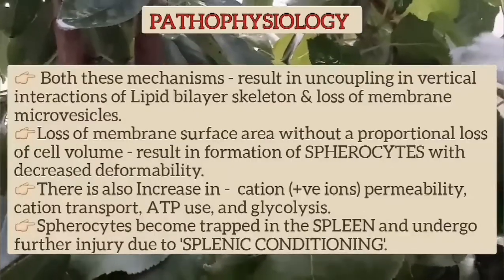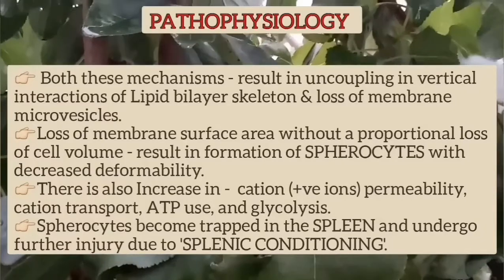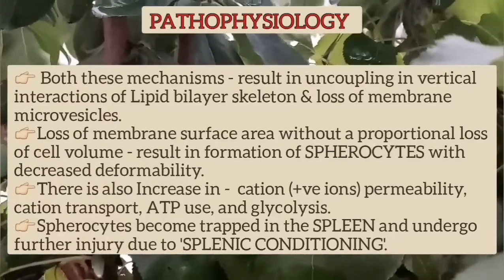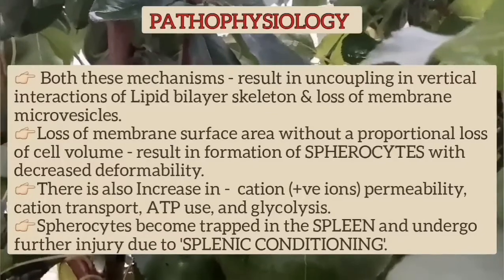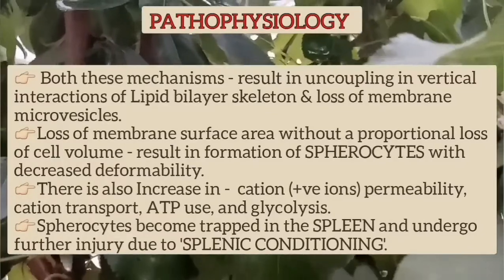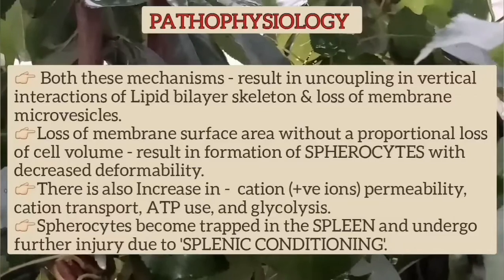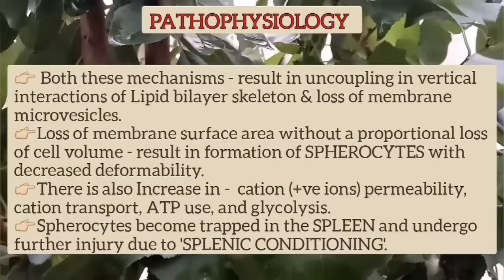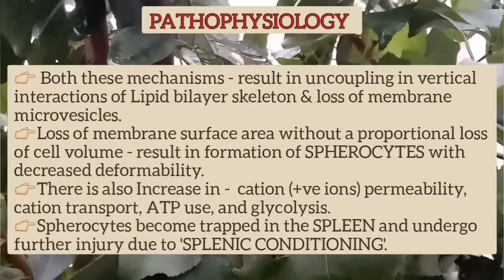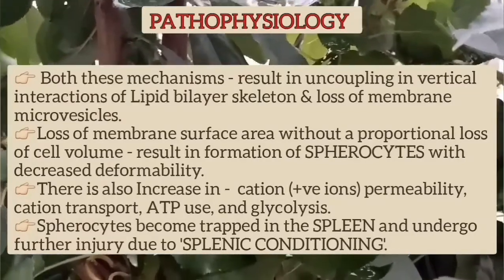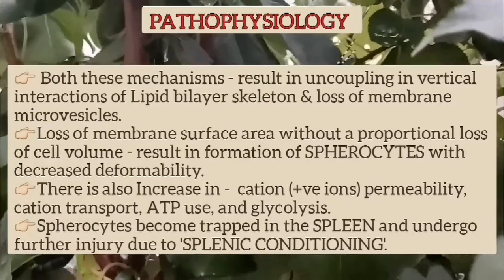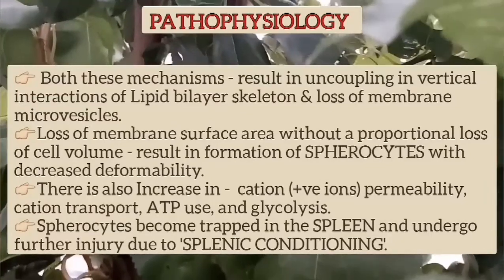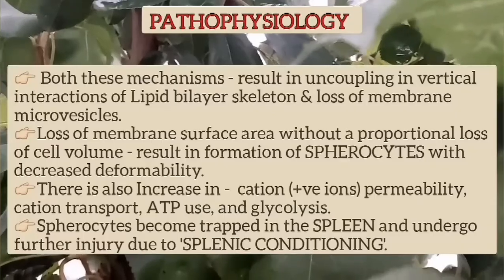Now both these mechanisms result in uncoupling in the vertical interaction of the lipid bilayer and skeleton and loss of membrane microvesicles. Now loss of this membrane surface area without a proportional loss of cell volume results in formation of spherocytes, which have decreased deformability. There is also an increase in cation permeability, cation transport, ATP use and glycolysis. Now spherocytes become trapped in the spleen and undergo further injury due to splenic conditioning.